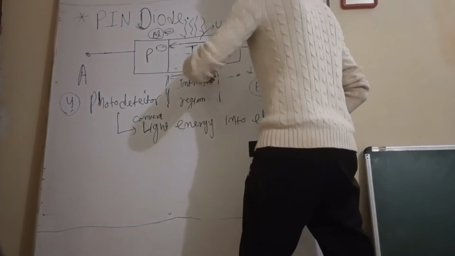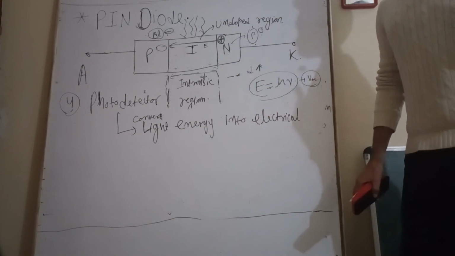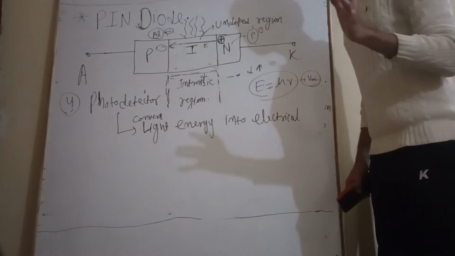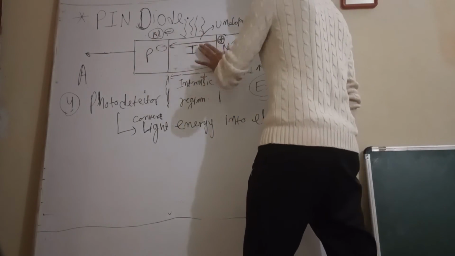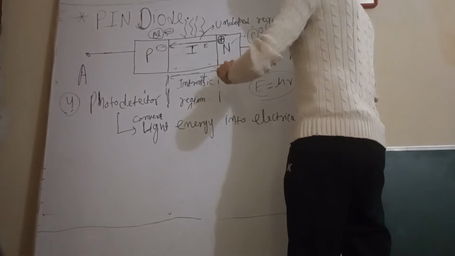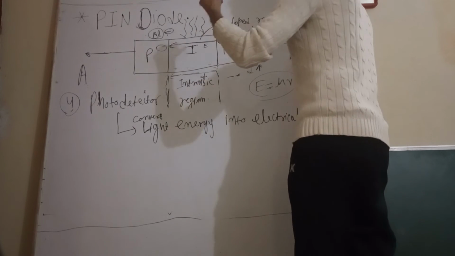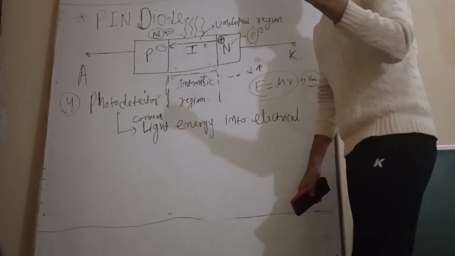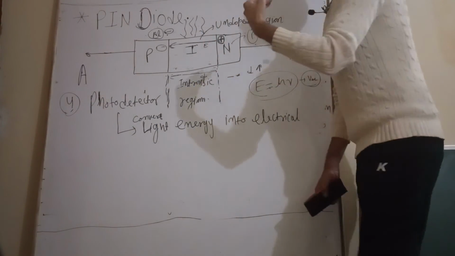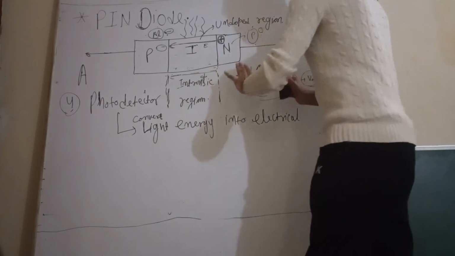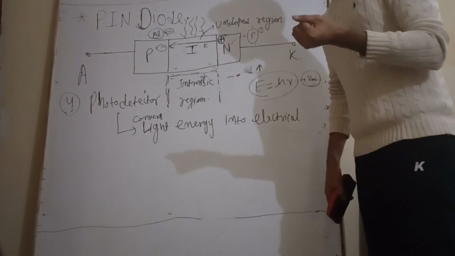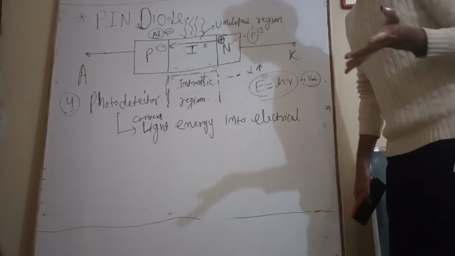Because it provides fast switching, it is used for high frequency signals, like in the case of microwave. This is because of the intrinsic region, which improves the time response of the PIN diode. As we increase the reverse bias, the depletion region width will increase, capacitance will decrease, the time constant decreases, and bandwidth increases. Once bandwidth increases, the speed of response automatically increases. So switching speed increases, and therefore it is used for high frequency signals.